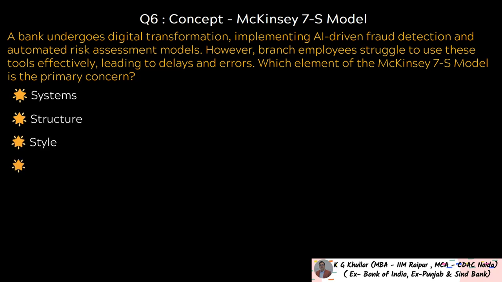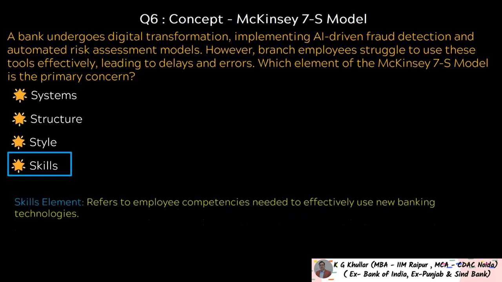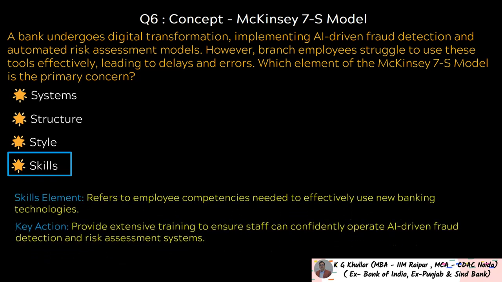Friends, please note, while the bank has introduced advanced AI-driven fraud detection and risk assessment systems, its effectiveness depends upon how well the employees are trained to use these tools. So the correct option for the given question is option D here, that is skills. As we have learned earlier, skills refers to the competencies of the workforce. In this question, the bank needs to provide extensive training to ensure the employees can confidently use the new AI tool for fraud detection and risk assessment. Without this, the transition to AI-based banking will fail.